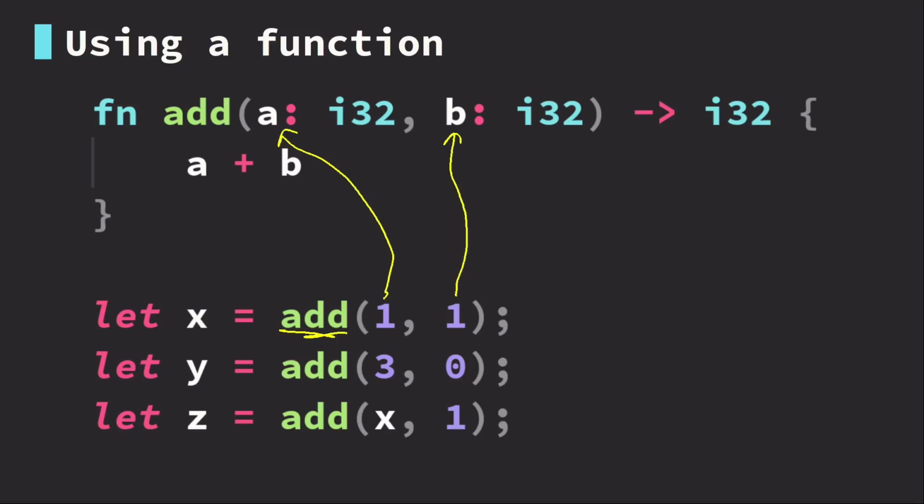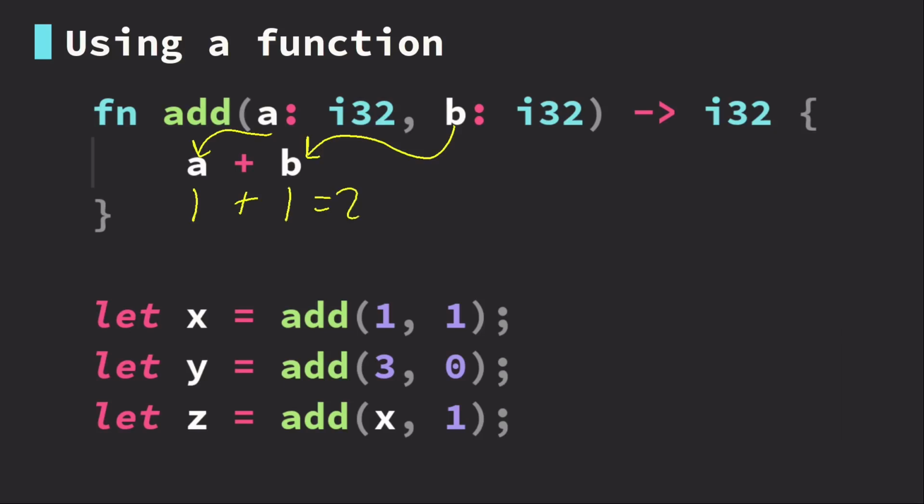Once the function begins executing, this a will go here, this b will go here, and we'll get 1 plus 1. That's because our a value here is a 1, and our b value here is also a 1. After this 1 and 1 get added together, we'll get a 2. And since we reach the end of the function body here, there's nothing past this point. This 2 is going to get returned. And 2 is an integer, so it's valid for an i32 integer.